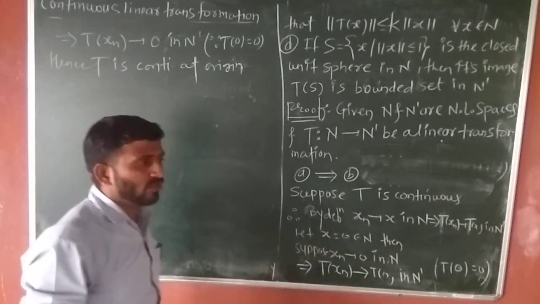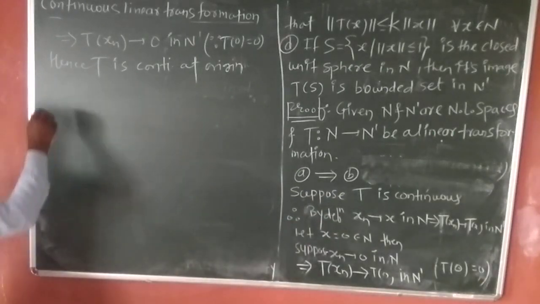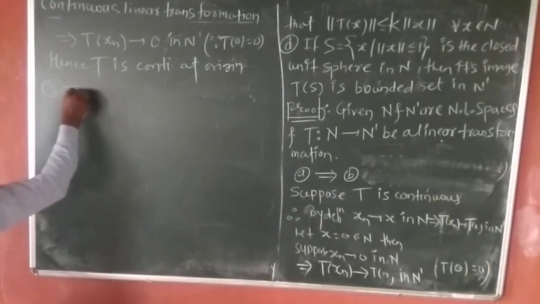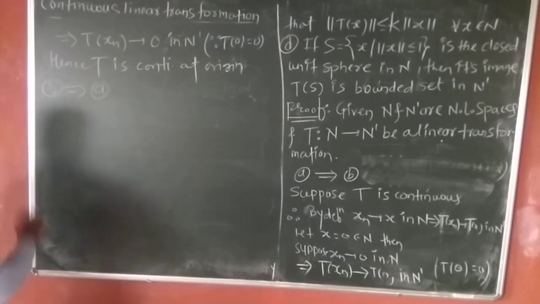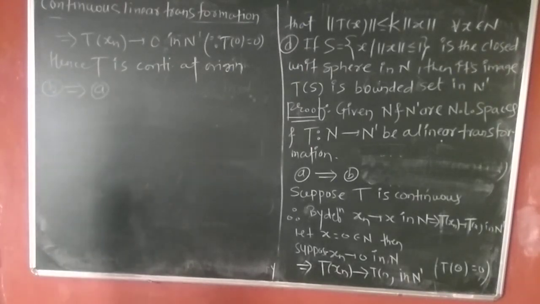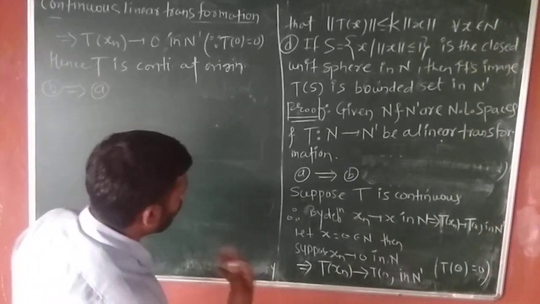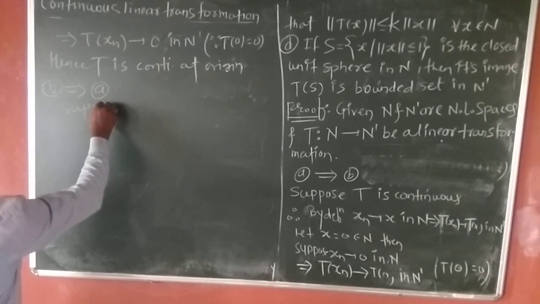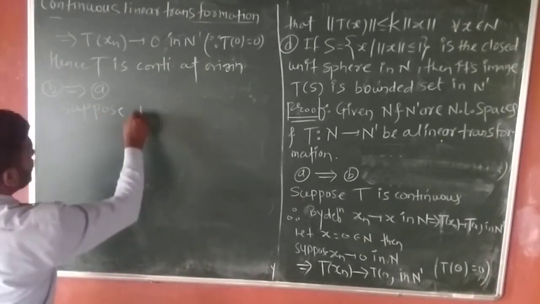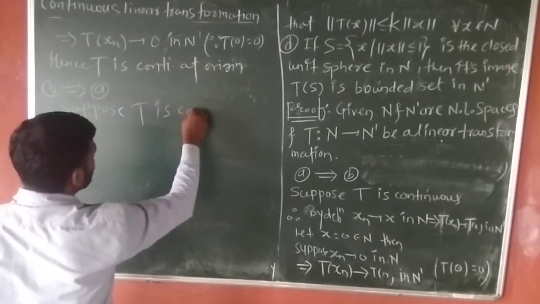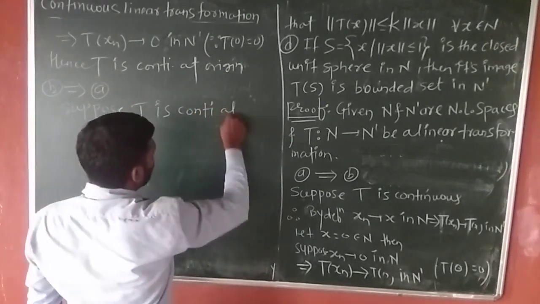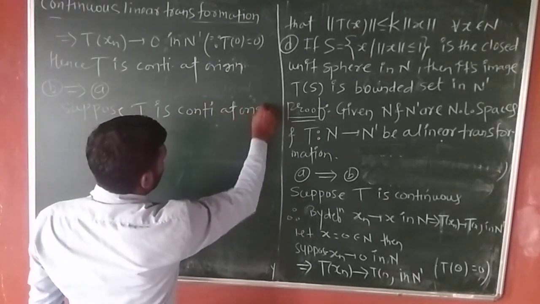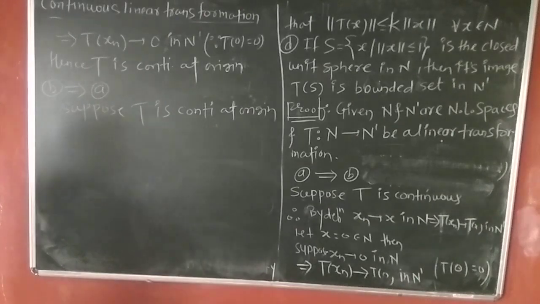So we have to take the converse part of this statement. That means we have to show B implies A. So what do we have to consider? We have to suppose T is continuous at origin. What do we have to show? We have to show T is continuous.